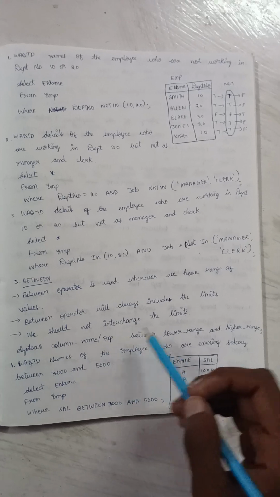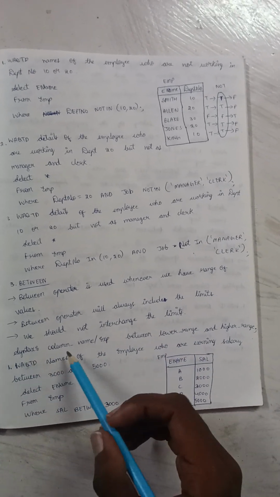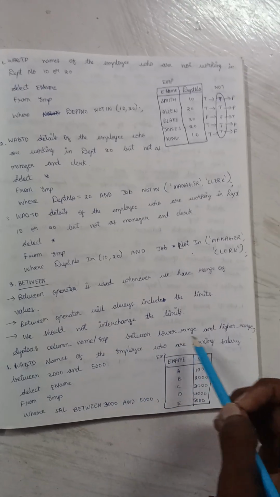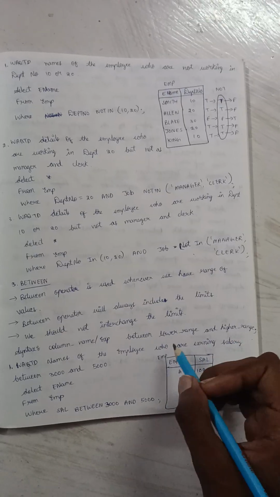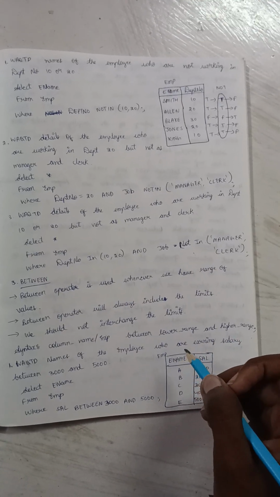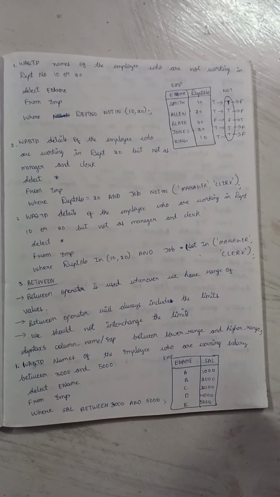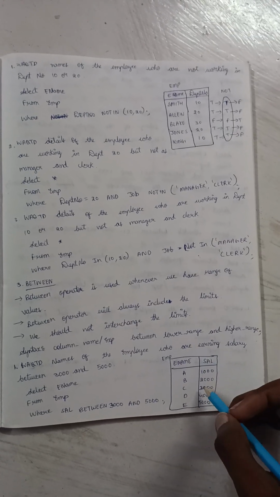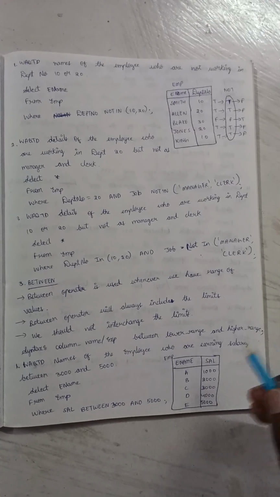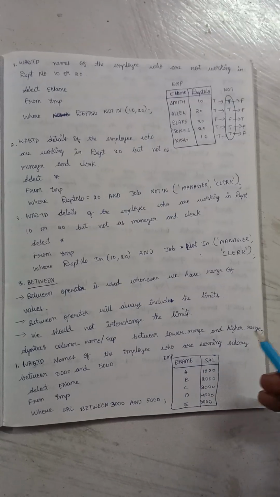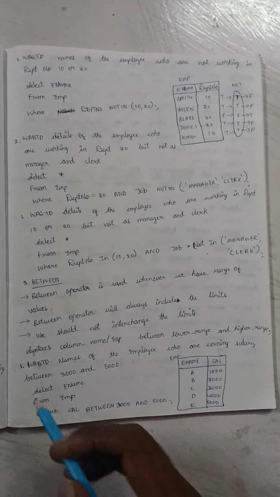We should not interchange the limits. In the syntax, column name or expression BETWEEN lower range AND higher range, we can't interchange the higher range and the lower range. It will give a wrong output because it checks the lower range as less than or equal to. If we reverse it, 5000 less than or equal to the lower range will never be true.